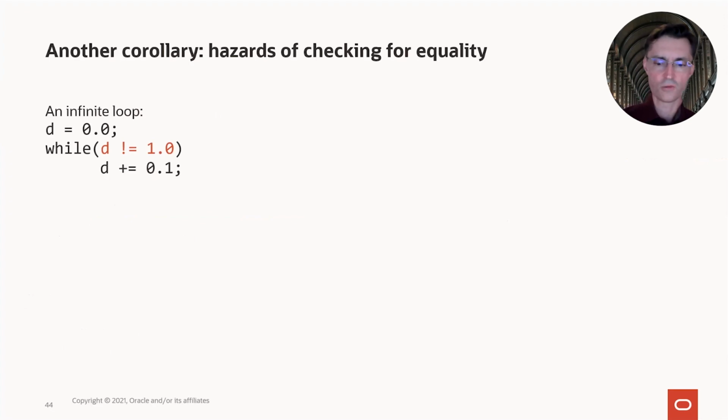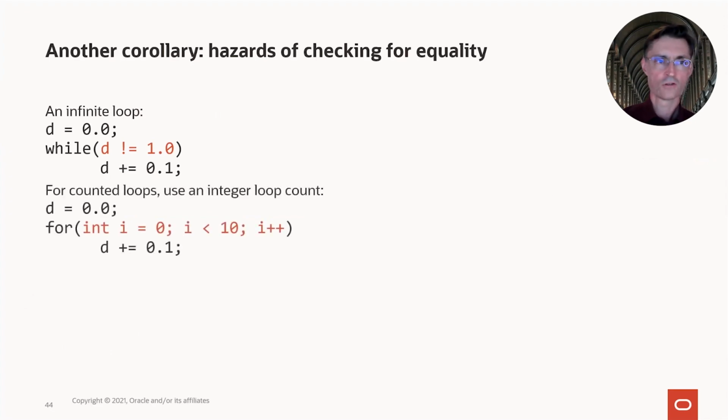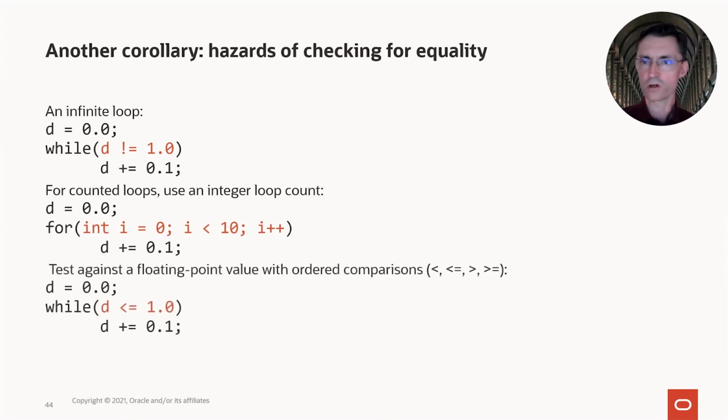For example, this while loop here is infinite because you never quite hit 1.0. So if you want to use a counted loop, use an integer loop count instead. And if you want to base loop termination on the floating point sum reaching some value, use one of the ordered comparisons. That's a more robust way to do things.